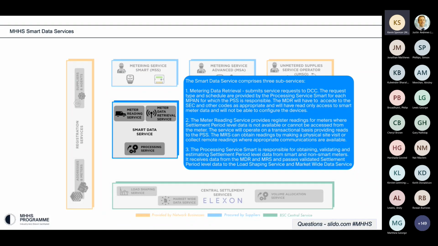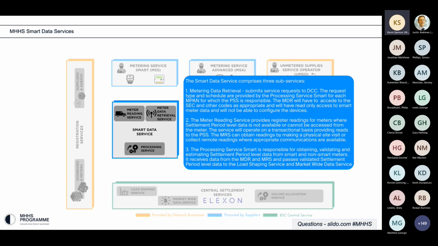So within the Smart Data Service, we've got the processing service, Smart, and that's responsible for validating all that data that's coming in from the meter reading service and the meter data retrieval service. And it will do that according to a number of rules, and we've got an artifact called the validation and estimation method statement for the Smart Data Service, and you'll be able to see that has now been published.